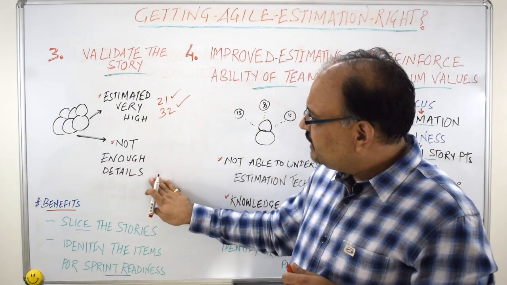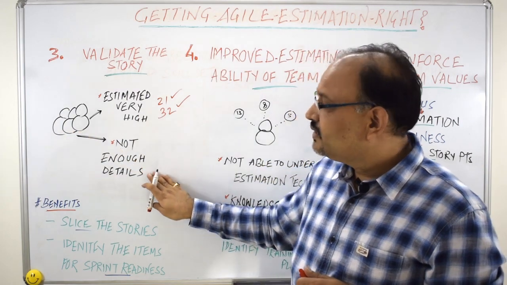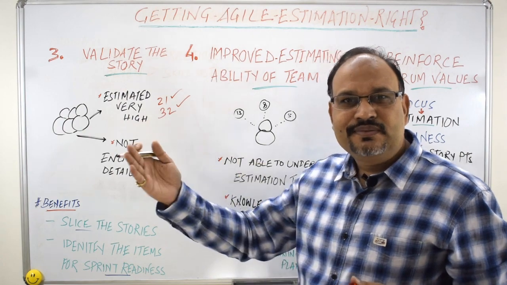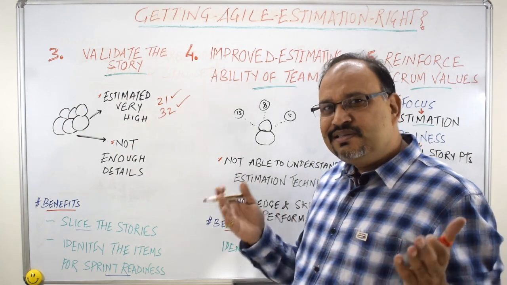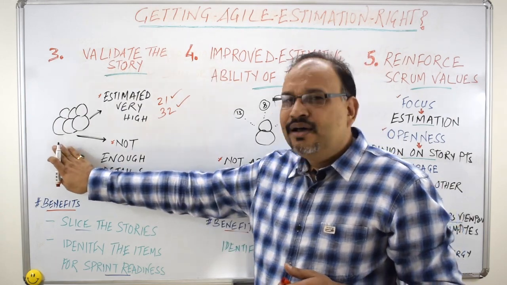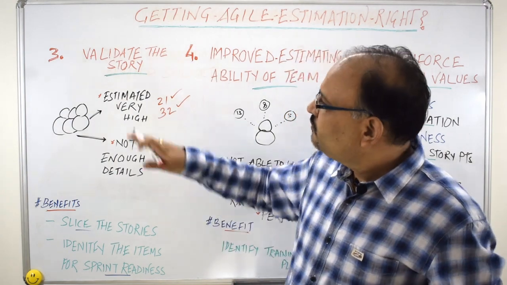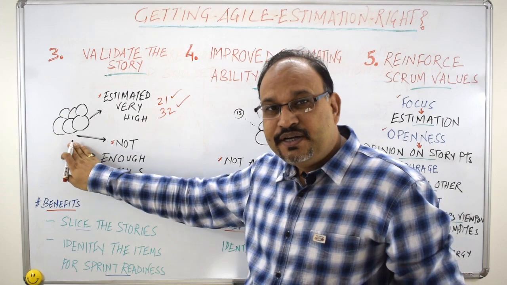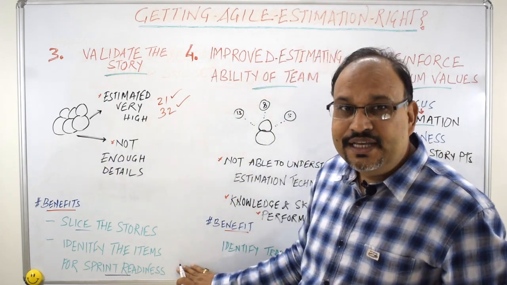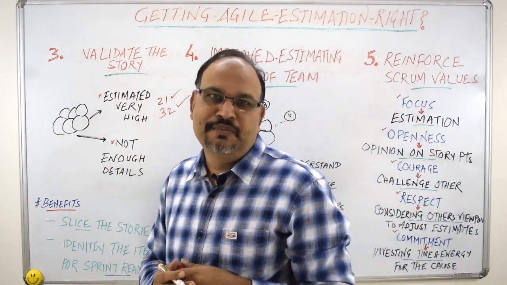In another instance, the team attempts to estimate a story, but then they figure out that not enough details are available for that story. For example, the story needs to interface with an adjacent system, but that system is a black box. Nothing is known about it. In that case, the team can request a KT session to be able to estimate the story. The benefit of validating the story as part of story point estimation is that the team is able to identify the items which should be sprint ready. They can identify these items and get these actions done before they kick off the sprint planning meeting.